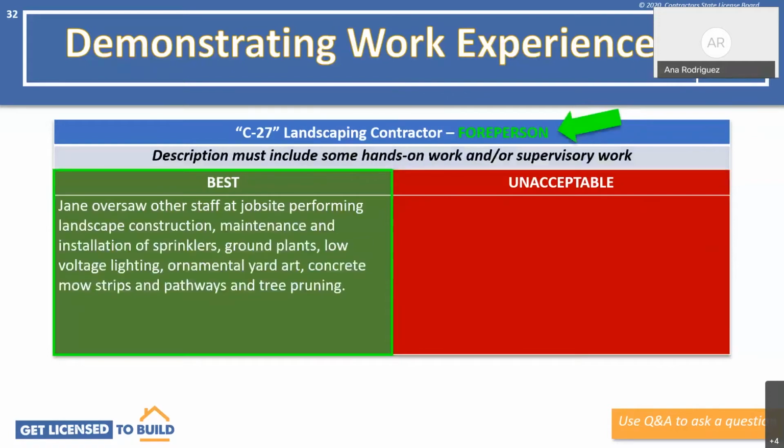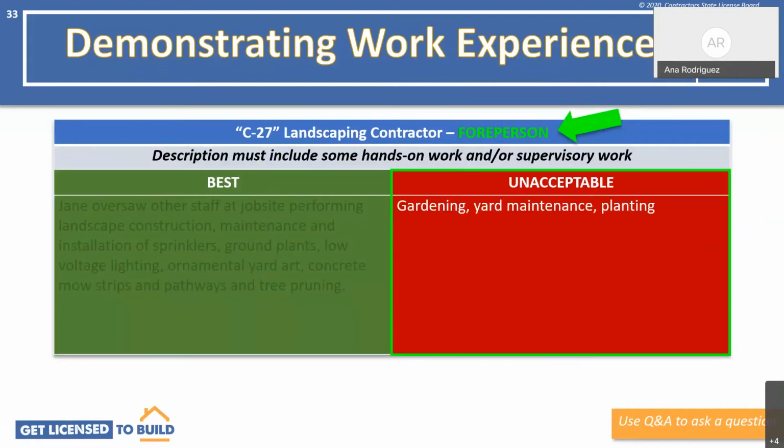For a C27 landscaping contractor, the best work experience description for a foreman would be something like this. Jane oversaw other staff at a job site performing landscape construction, maintenance, and installation of sprinklers, ground plants, low voltage lighting, ornamental yard art, concrete mow strips, and pathways and tree pruning. Again, something unacceptable would be a description like this, something very generic. Gardening, yard maintenance, planting.